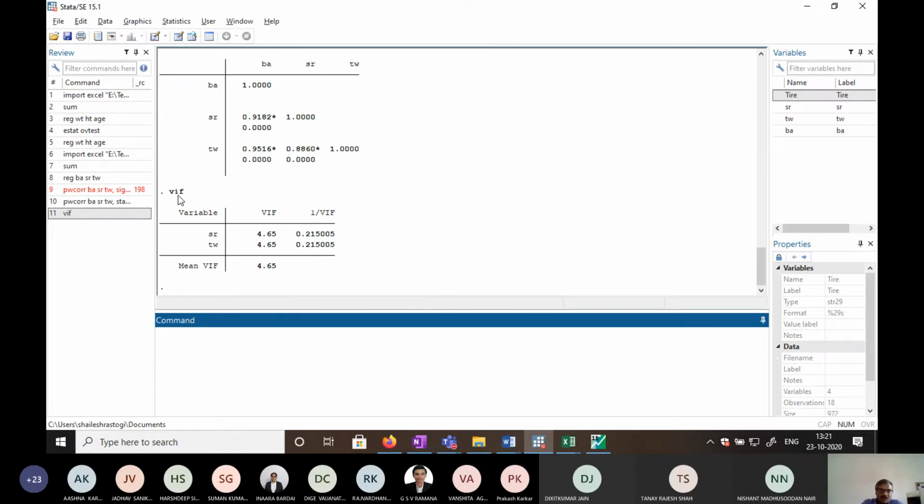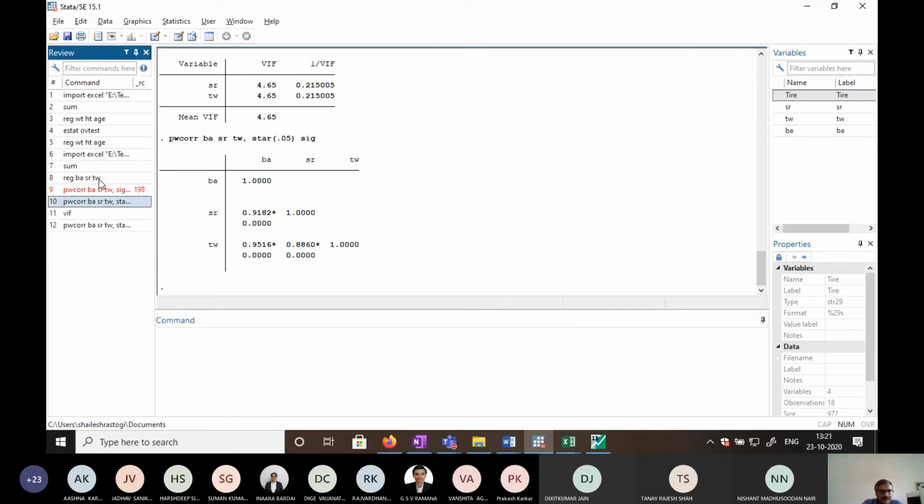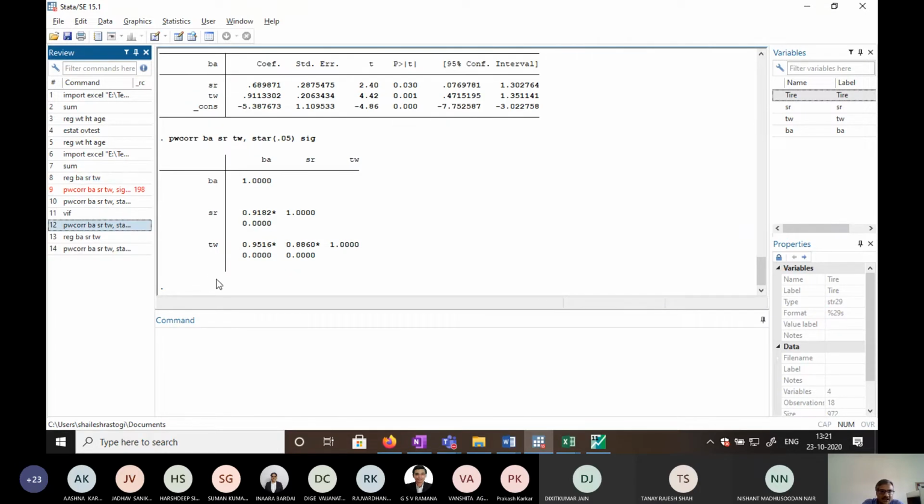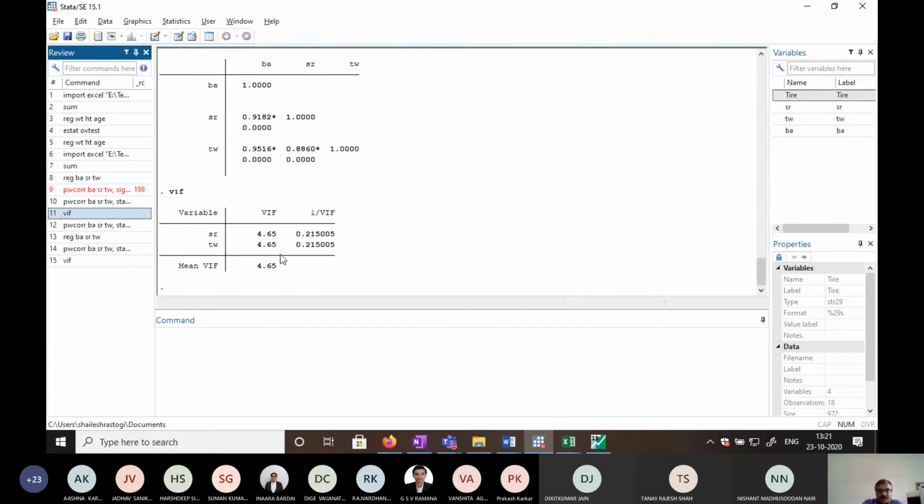And I'm double-checking by calculating VIF in Stata. You just type VIF after running the regression. Here we have run the regression. After that, I have run the correlation coefficient, and then I'm just writing VIF to calculate it. So VIF values are coming out more than 4.